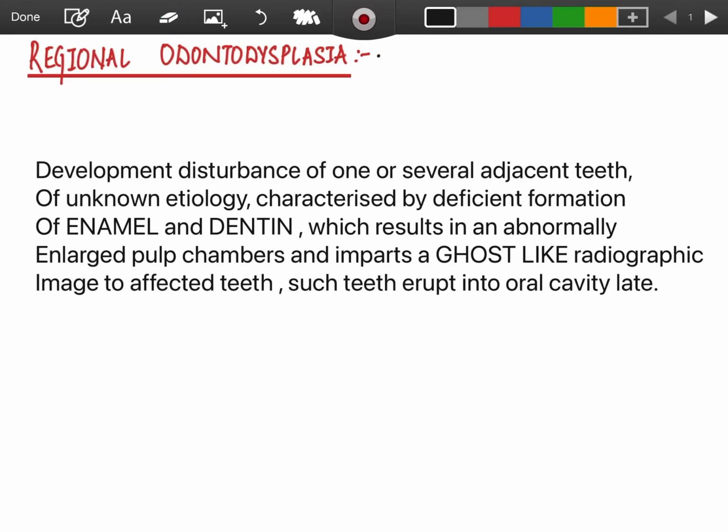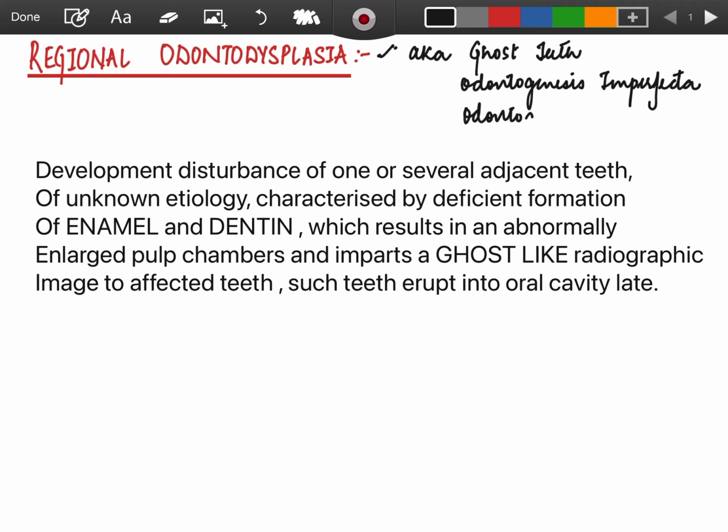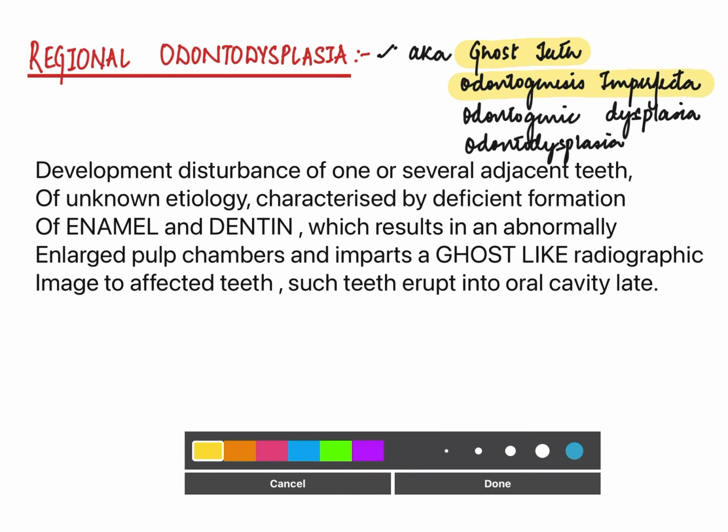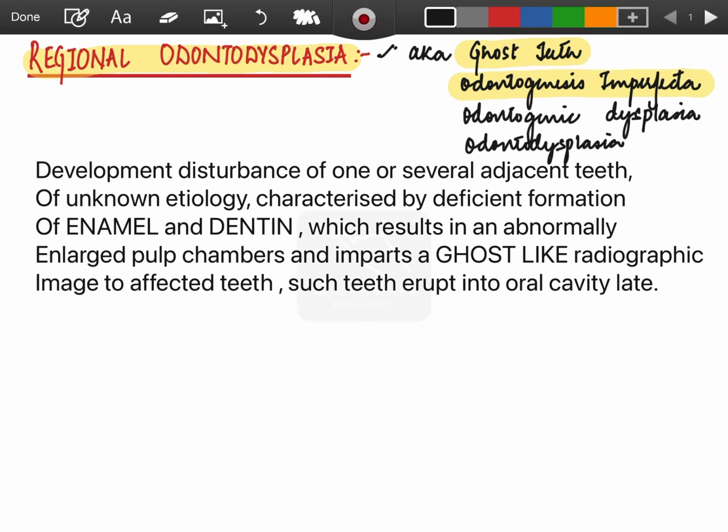In this video, we will study regional odontodysplasia, which is also called ghost teeth, odontogenesis imperfecta, odontogenic dysplasia, and odontodysplasia. You have to remember the three important names: ghost teeth, odontogenesis imperfecta, and regional odontodysplasia.